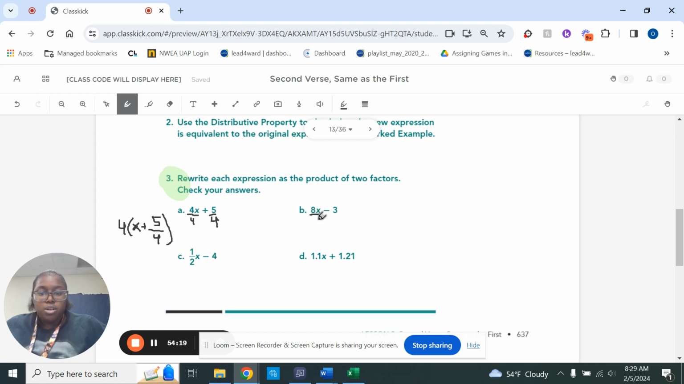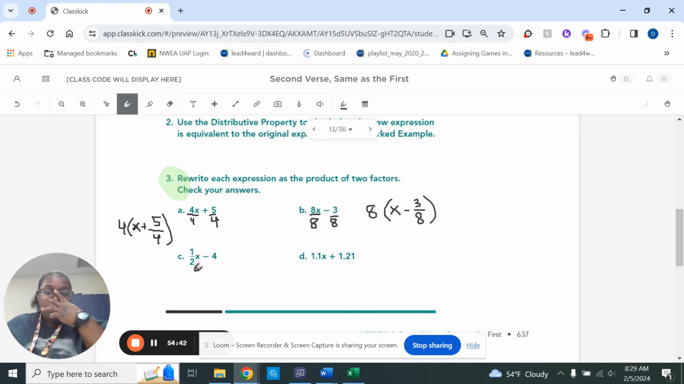This one, the coefficient is 8. So I'm going to divide both of these by 8. That means my 8 is here. 8 divided by 8 is x minus 3 over 8. And that is my product of two factors.